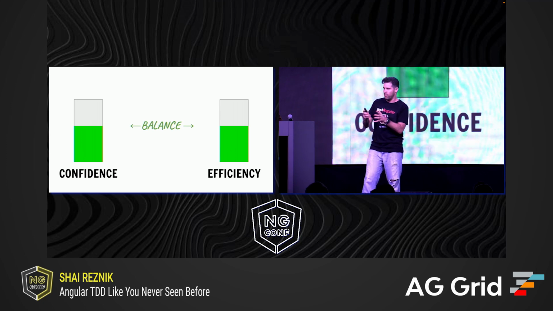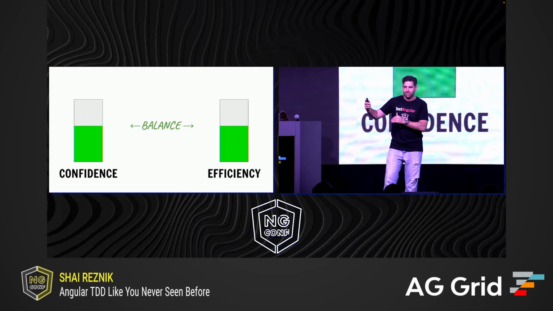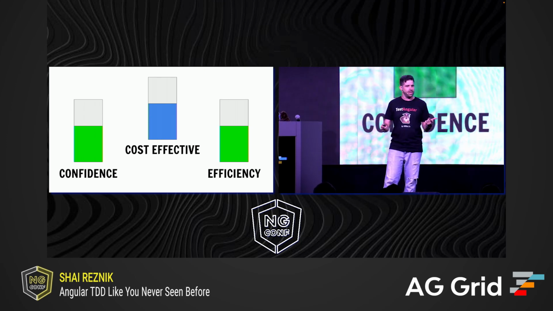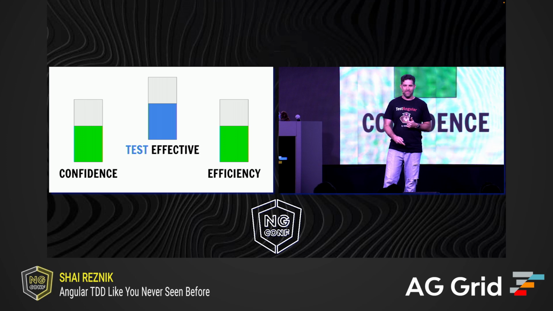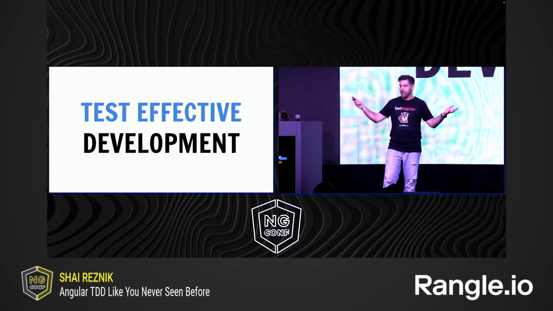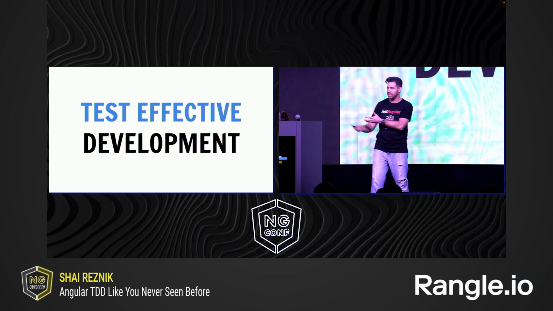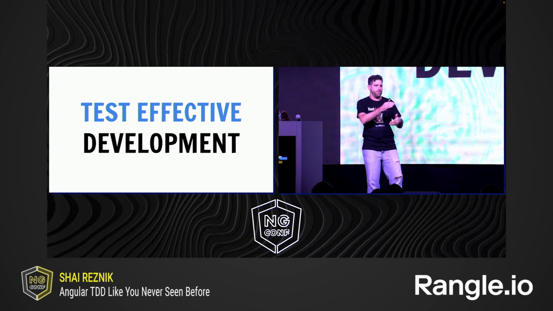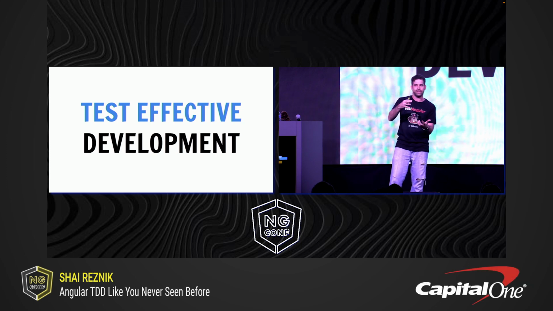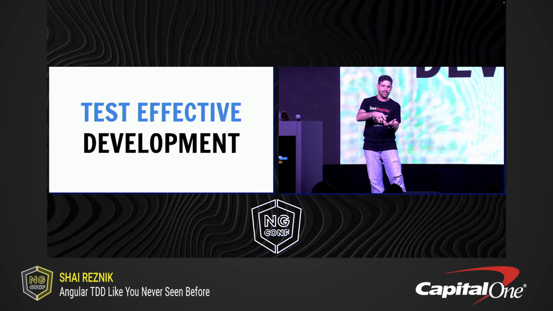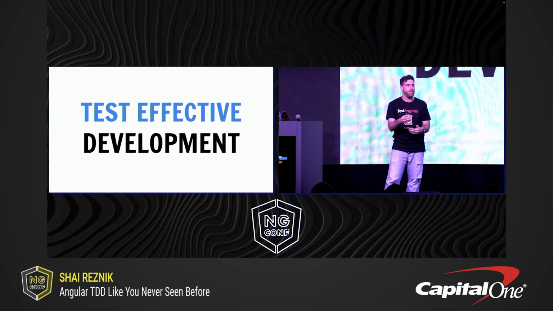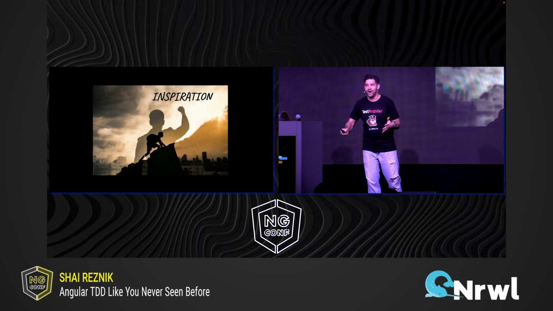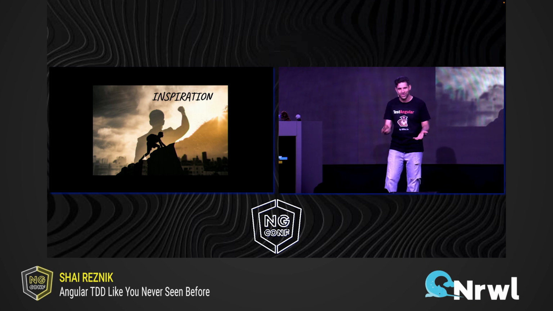I tried to look for a metric for this balance between confidence and efficiency, and I came up with cost-effective. Then I thought, wait, it's too generic, let's call it test-effective. And that's where I came up with test-effective development. This is the methodology that I developed, the research that I'm doing, on the best combination of tools and tactics and strategies that we can apply in our day-to-day.